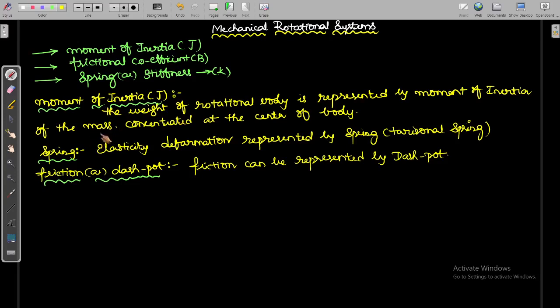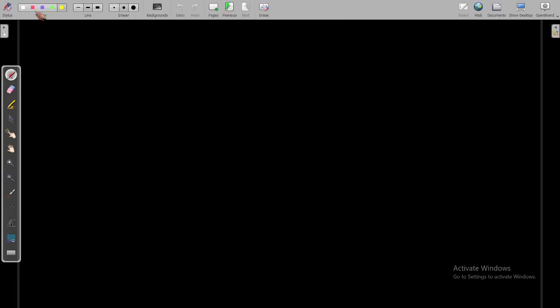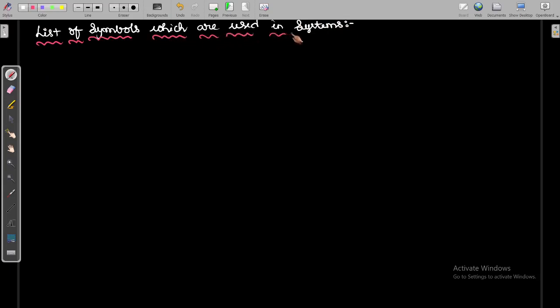Let us consider the list of symbols which we are going to use in mechanical rotational systems. First we will consider the different elements.